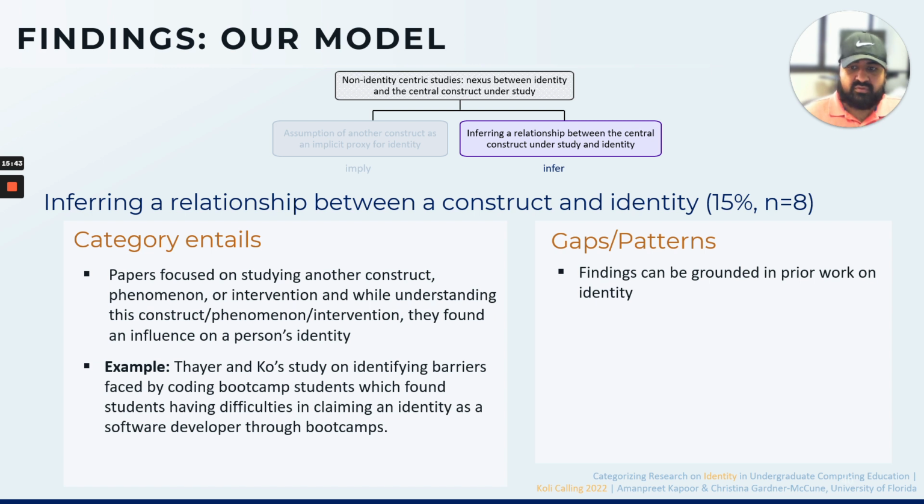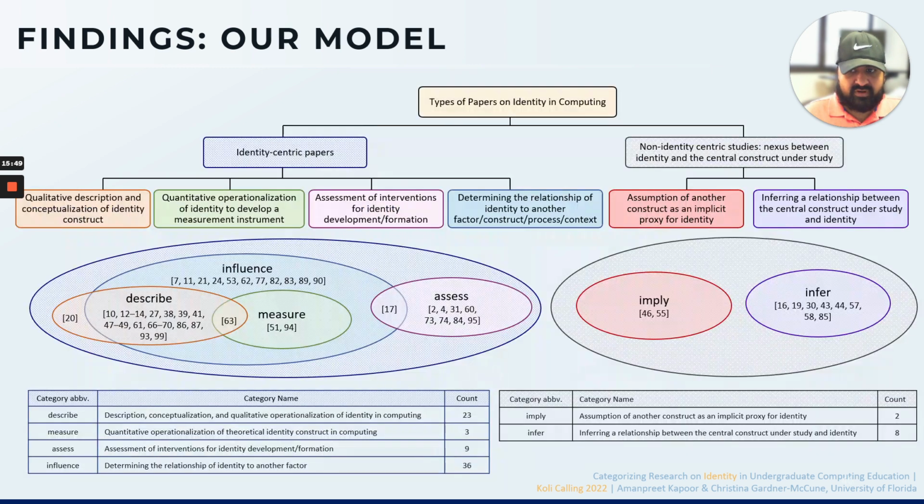Again, this work was also not grounded in prior work on identity, so in the future there is scope for improvement. So just to sum up, we found 6 categories and 2 themes describing the types of papers on identity in computing. And as you can see from this Venn diagram, there were overlaps between some of the categories, but the themes were both mutually exclusive as well as exhaustive.